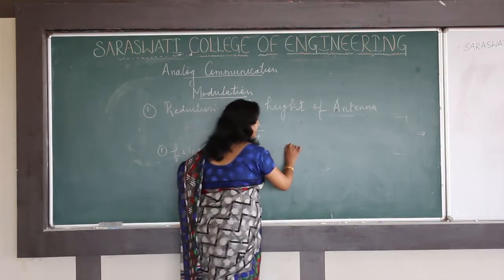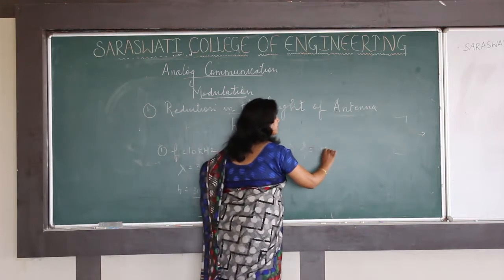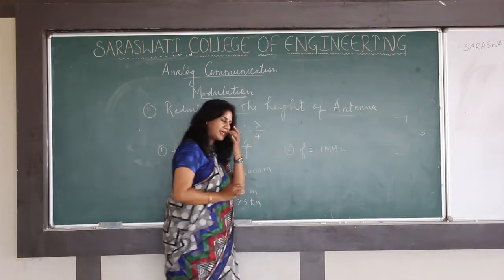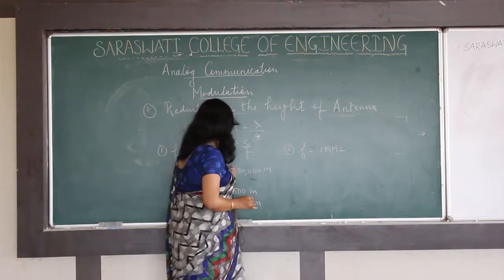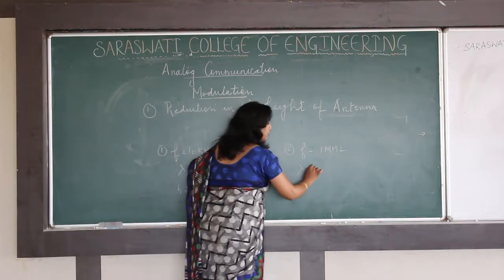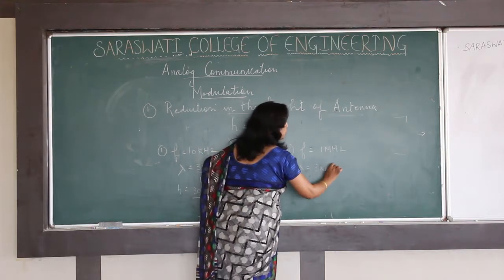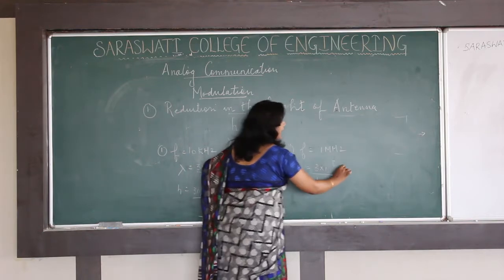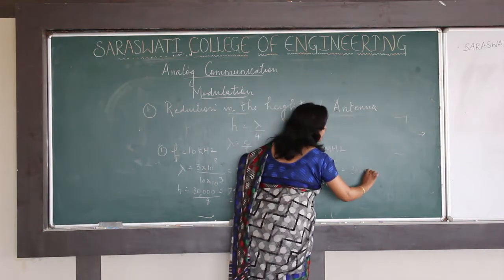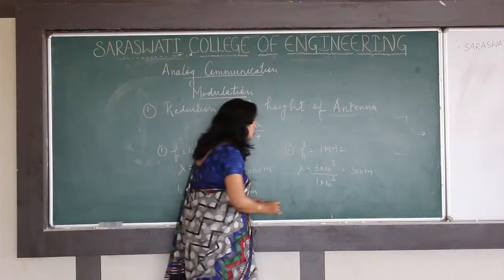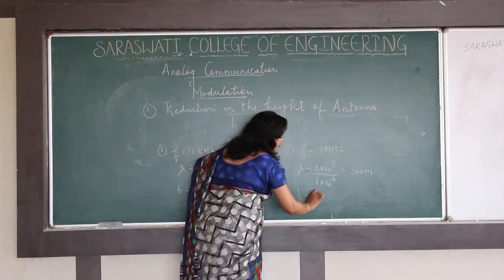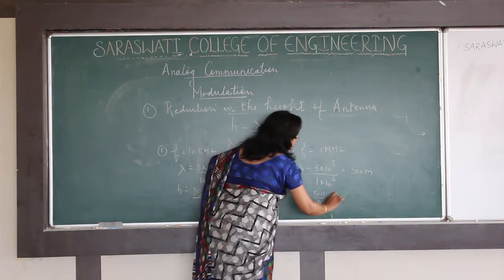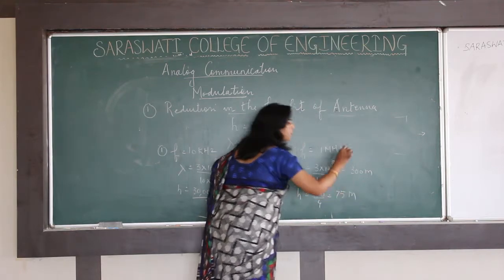Let's take another example now. Supposing I have a signal whose frequency is, say, 1 megahertz. Now I have increased the frequency of my signal. Again I calculate lambda, which is equal to 3 into 10 to the power 8 by 1 into 10 to the power 6. So my lambda comes out to be around 300 meters. Based on that, I now calculate the height of my antenna, which is equal to 300 by 4, which is equal to 75 meters.